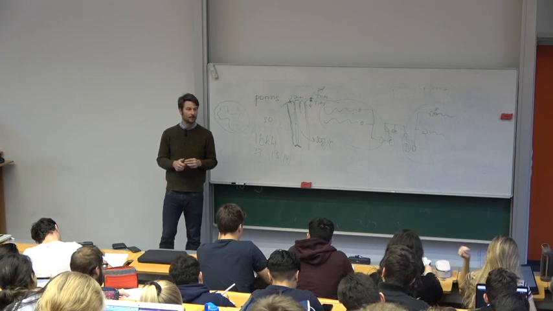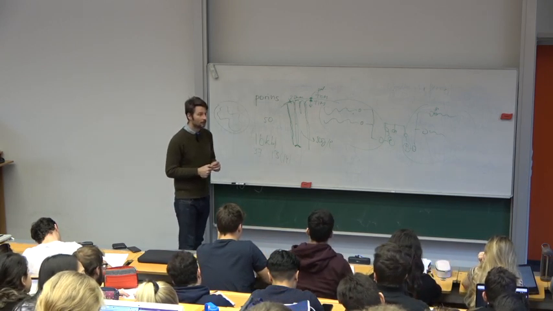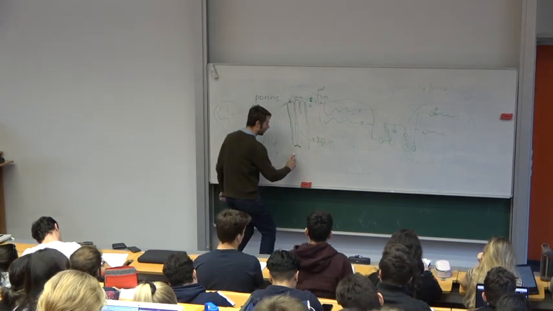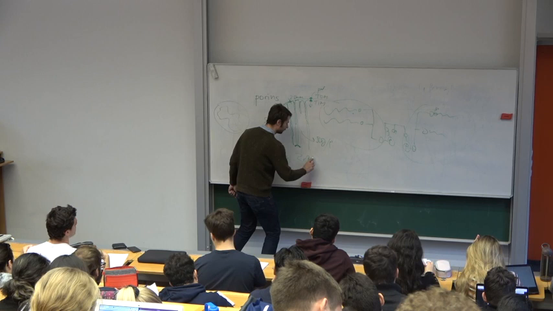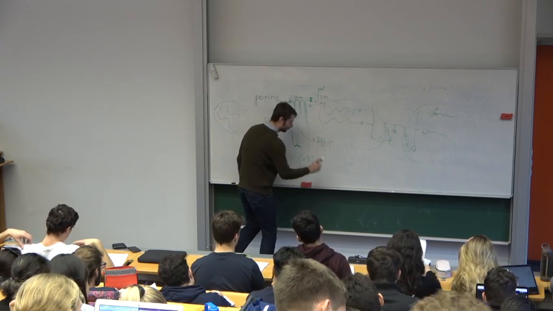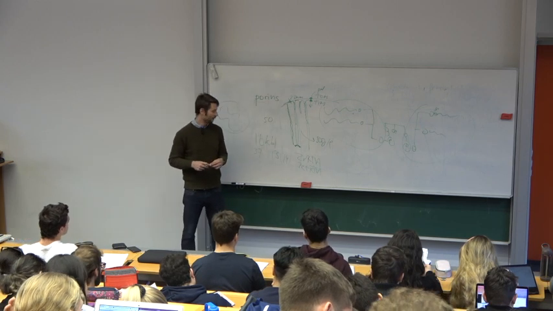Can you please repeat about the RNAs? About the rRNAs? So there are two rRNAs encoded. And 22 tRNAs.